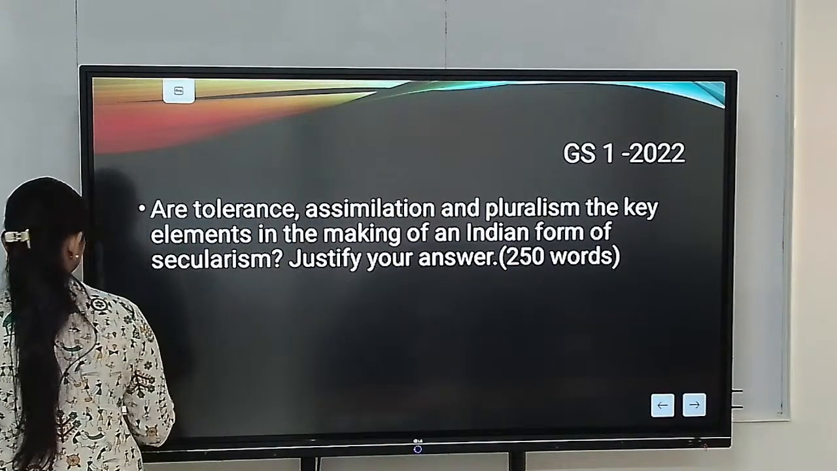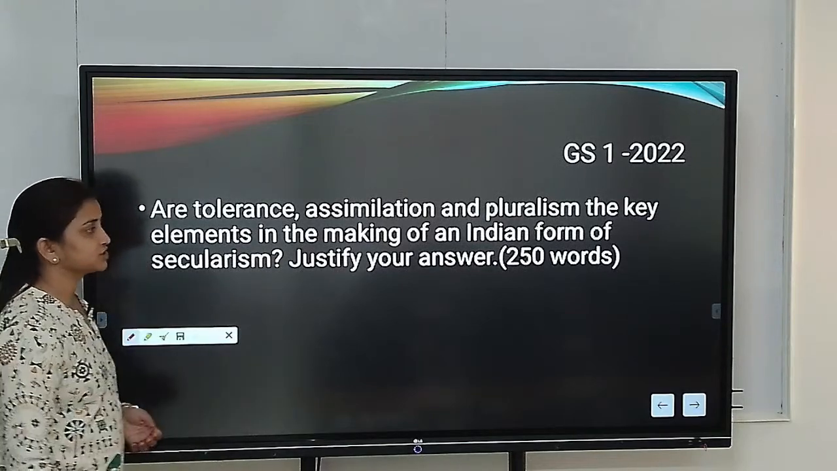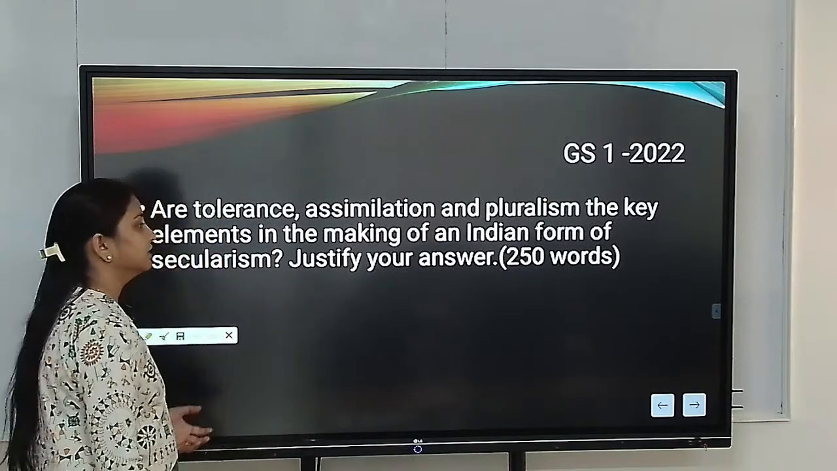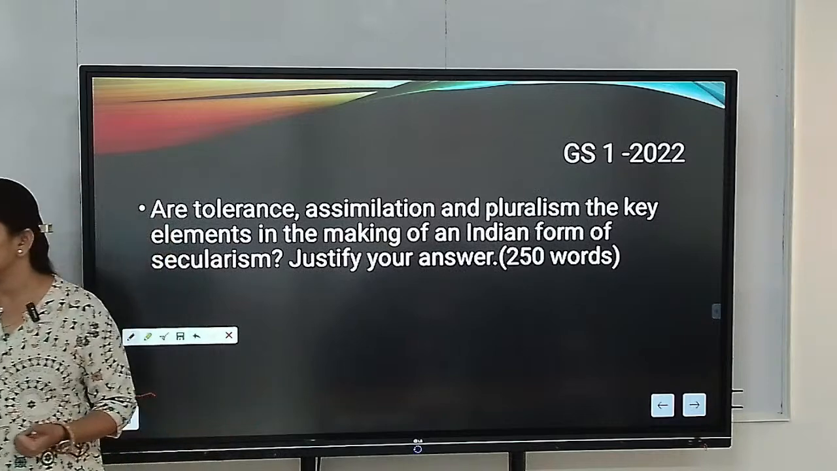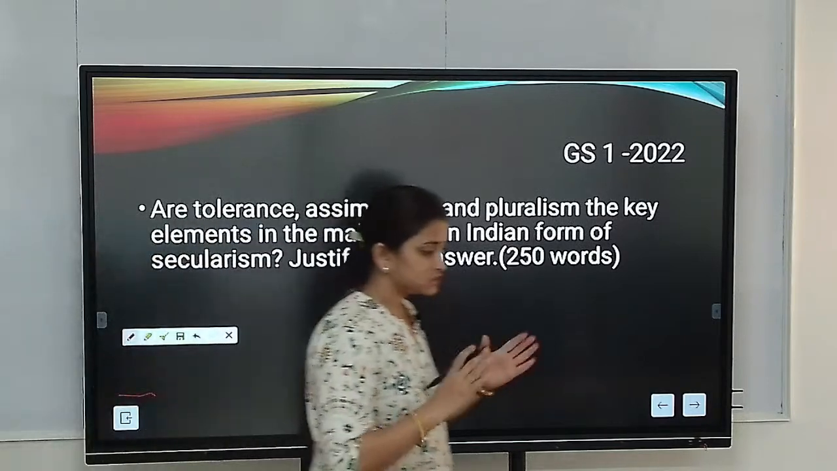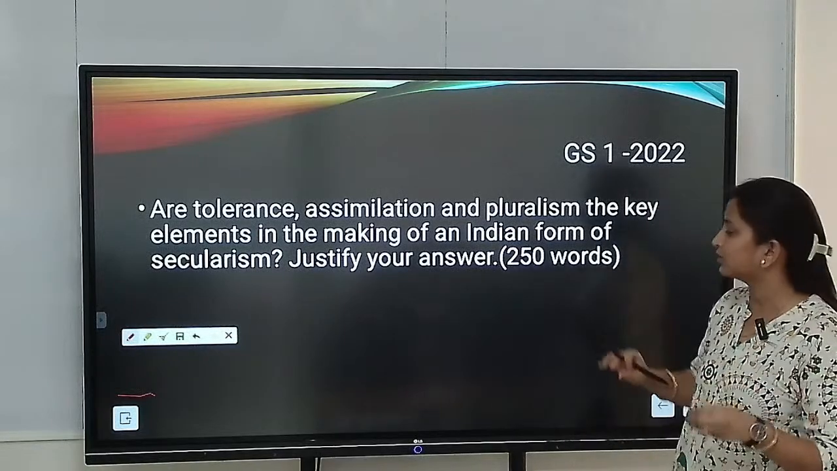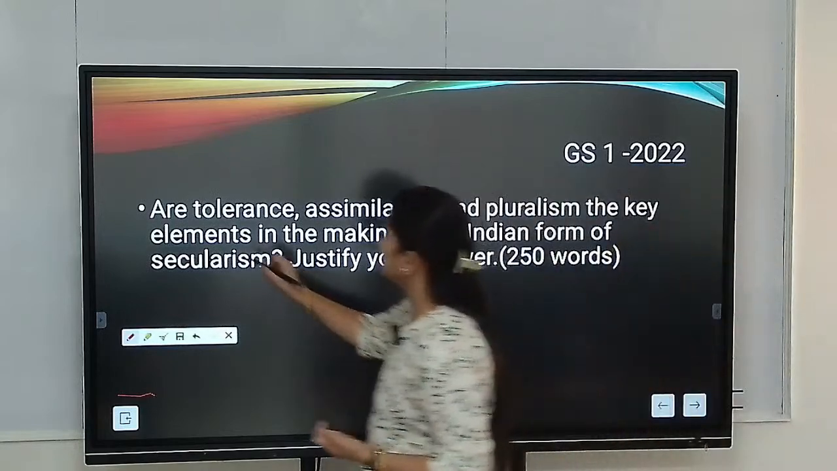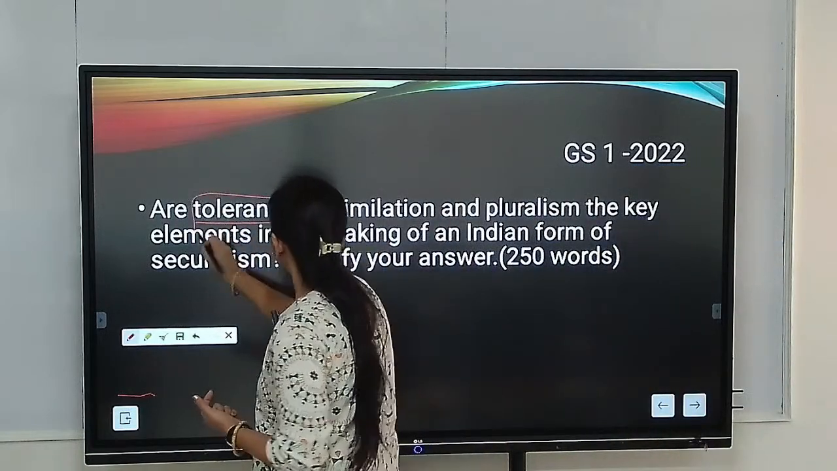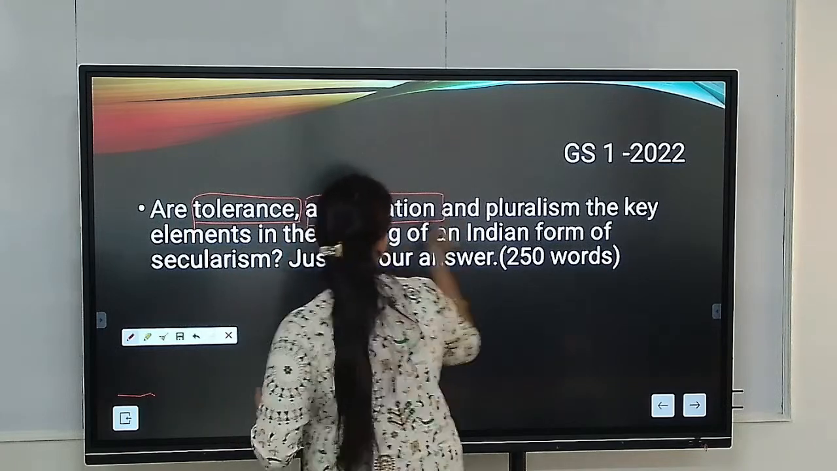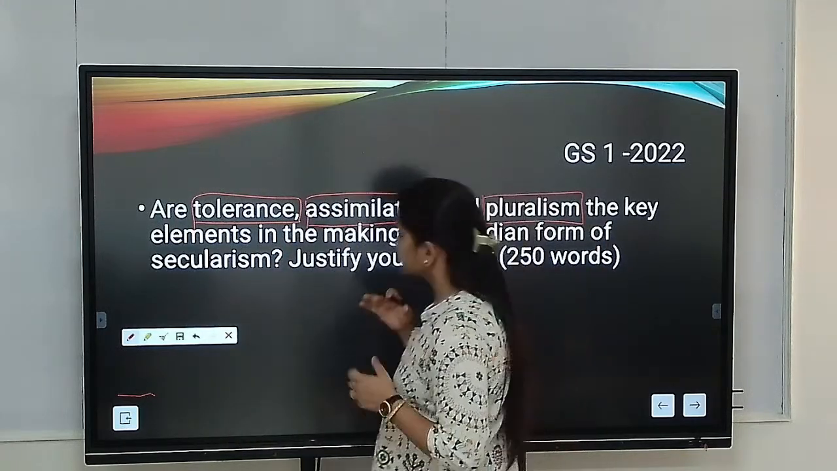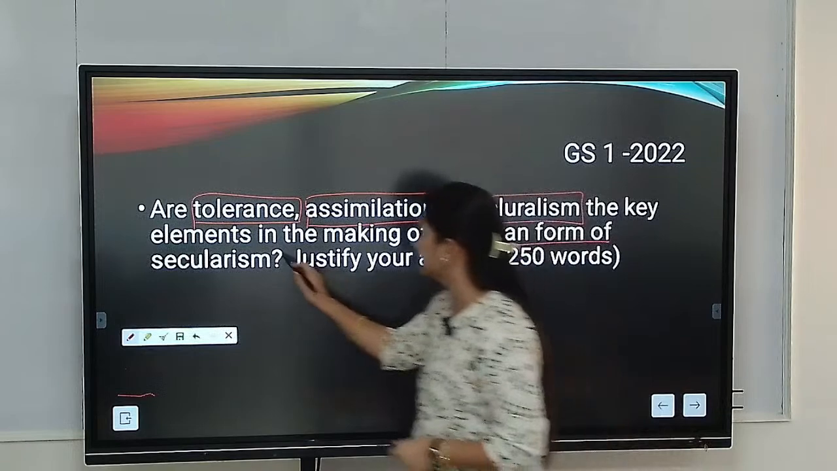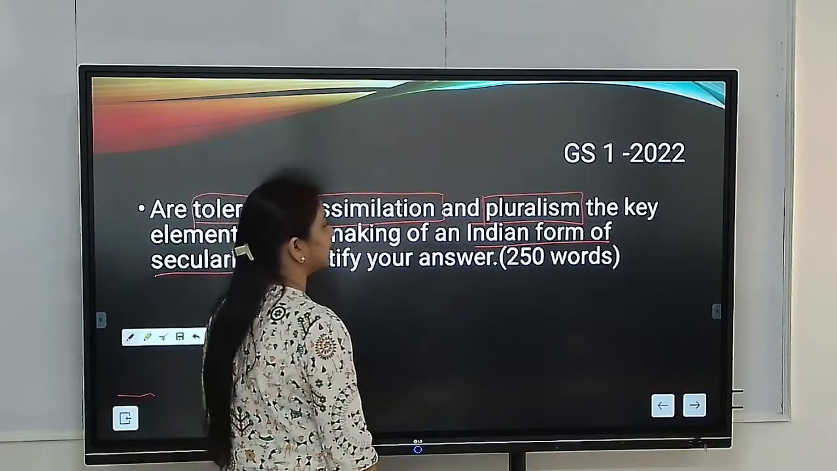The first question here is: are tolerance, assimilation and pluralism the key elements in making of an Indian form of secularism? We need to justify our answers here. Once we undertake the first reading of the question, I got to know this is from society. For the second reading, I will underline the keywords in the question. The first keyword is tolerance, the second keyword is assimilation, and the third keyword is pluralism. The question is saying these three are the elements in the making of the Indian form of secularism. So Indian form of secularism becomes our next keyword.